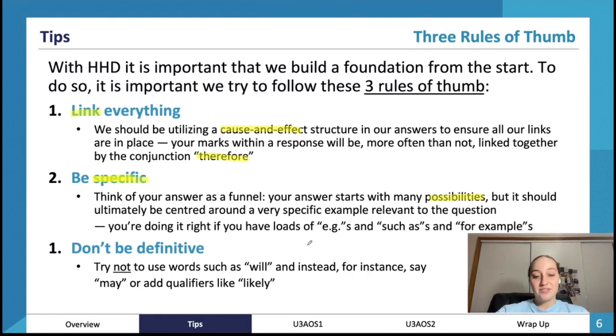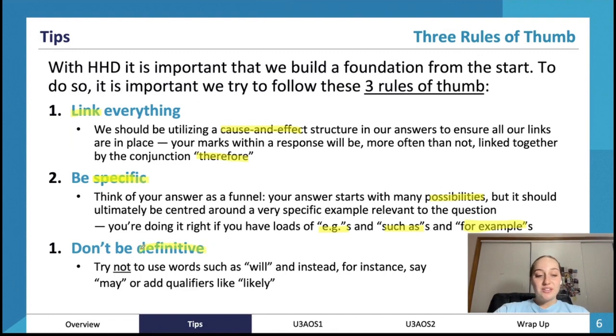So you're doing it right if you have loads of "e.g." and "such as" and "x for example." There are lots of examples in Health. A lot of the marks, like if there's a 3-mark question, sometimes 1 mark will be an example. There's just a lot of giving examples for the topics that you're talking about when answering a question.